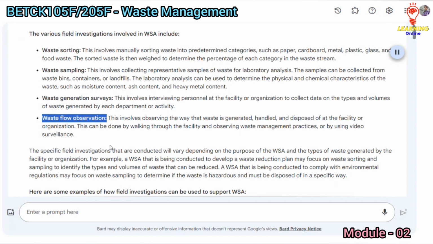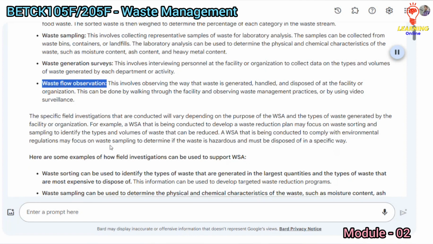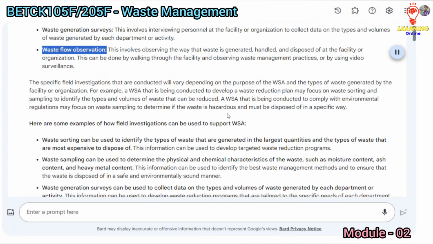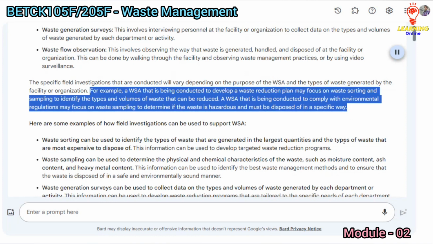The specific field investigations that are conducted will vary depending on the purpose of the WSA and the types of waste generated by the facility or organization. For example, a WSA that is being conducted to develop a waste reduction plan may focus on waste sorting and sampling to identify the types and volumes of waste that can be reduced. A WSA that is being conducted to comply with environmental regulations may focus on waste sampling to determine if the waste is hazardous and must be disposed of in a specific way.